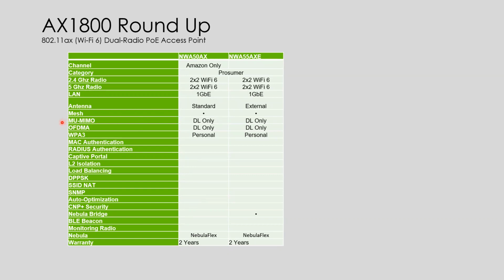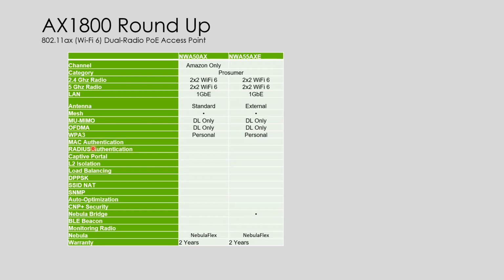So for instance, when it comes to multi-user MIMO, Wi-Fi 6 allows upstream MU-MIMO. These only support downstream MU-MIMO. These only support OFDMA in the downstream direction. They do not support upstream OFDMA, and they do not support enterprise security. So you can't use 802.1x authentication with your wireless users.